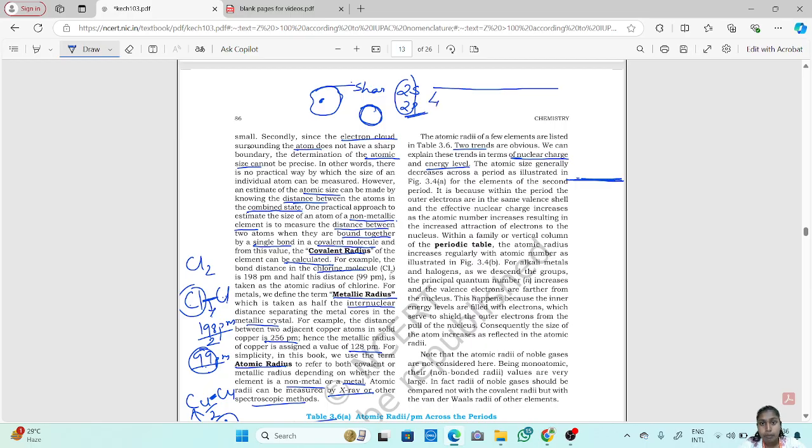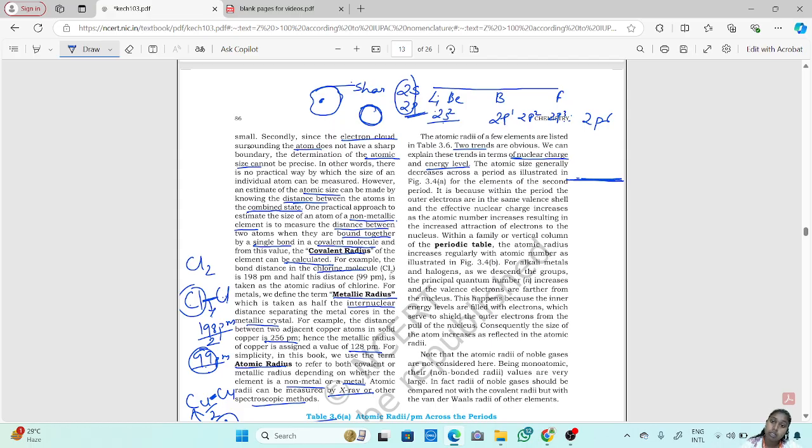For example, from lithium to beryllium, the 2s orbital is completely filled. From boron till fluorine, you start filling the 2p orbital: 2p1, 2p2, 2p3 and so on till you reach 2p6. So here what is happening? You are adding electrons to the same shell, to the same orbital. You are not adding an extra orbital.